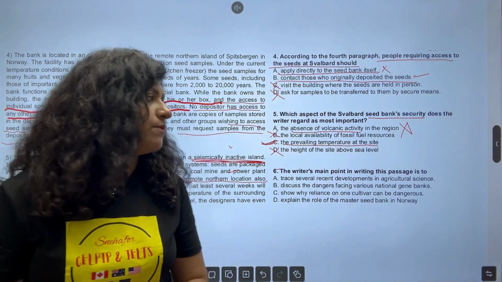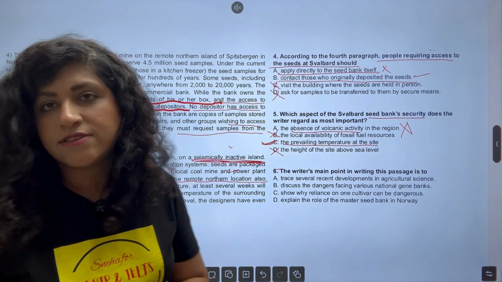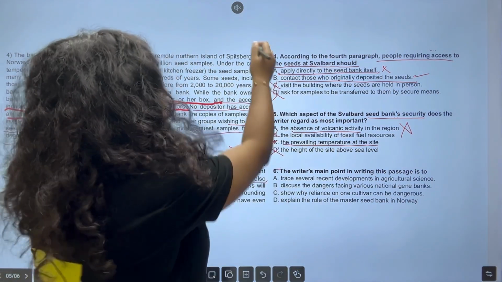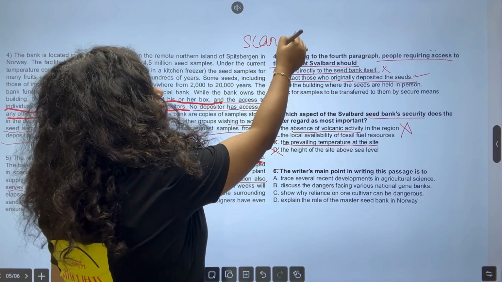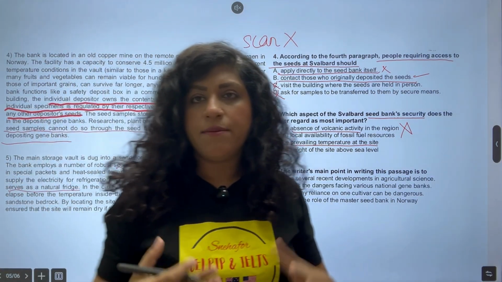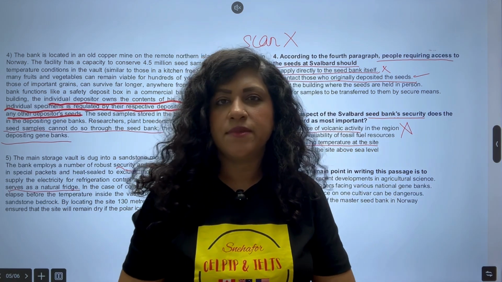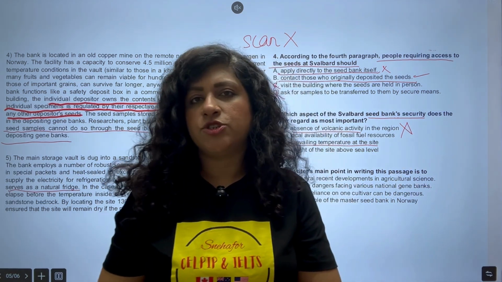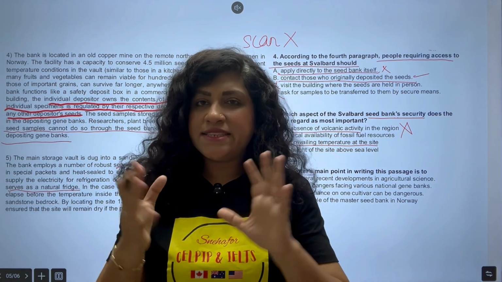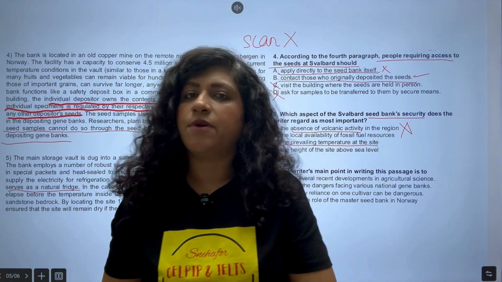And now we come to the very last question, the writer's main point in writing this passage. Now this is related to the main idea. Here, your scanning is not going to work. You will have to understand the main idea based on whatever you read in the text. You have to combine all the information, then read the options and see which gives a kind of summary of what this text is about.